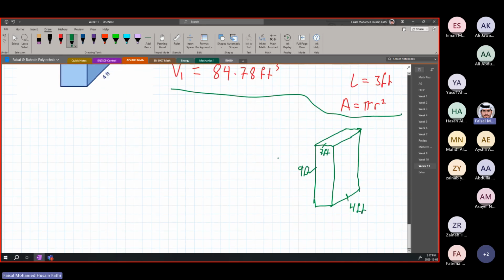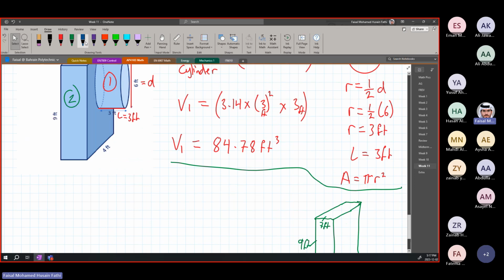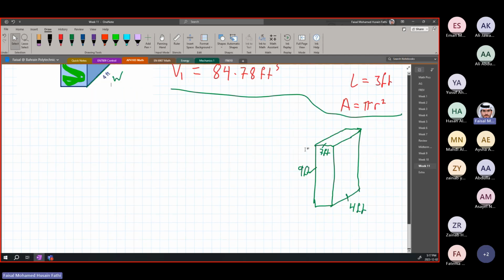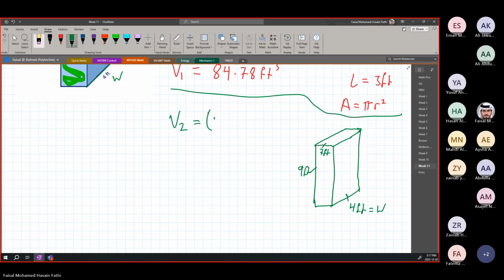Again, same exact thing. You can choose any face you want, any area. Let us select, just for fun, this face. Okay? This is our area face. So this is our extension. The 4 feet is the extension. Let's call it W, our extension. This is equal to W. So volume 2. So the volume of a rectangular prism is the area of a rectangle times the extended width in this case. Okay?